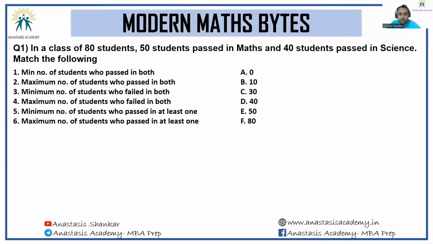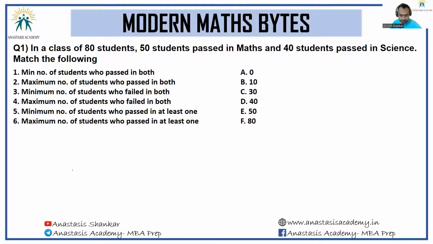Let's look at this question. In a class of 80 students, 50 students passed in maths and 40 students passed in science. Match the following. Minimum number of students who passed in both, maximum, okay. So we are looking at maximum and minimum. This count we are looking at, okay.